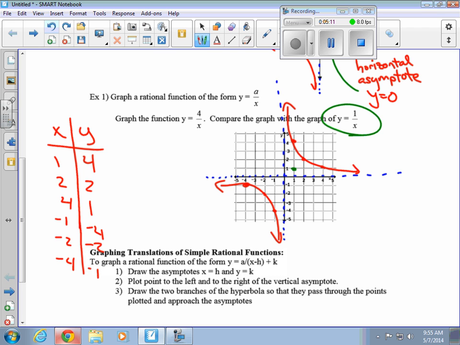What if I put in 2? I'd get a half, right? Which would be right here. And what if I put in a half? I'd get 2, right? So this graph, our parent function, would look like this. And then that's going to be the same thing over here.